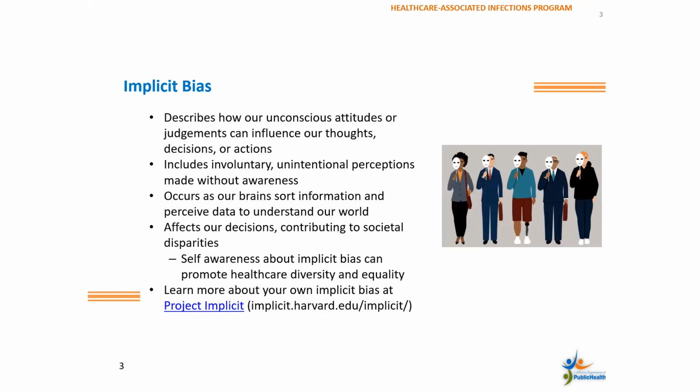All right, so this is a slide we present in all of our courses to make ourselves aware of implicit bias. Implicit bias describes how our unconscious attitudes or judgments can influence our thoughts, our decisions, or our actions. This includes involuntary and unintentional perceptions made without us even being aware, and occurs as our brains sort information and perceive data to understand our world. Our implicit biases can affect our decisions, which can contribute to societal disparities. In being self-aware about our own implicit biases, we can promote healthcare diversity and equality. You can learn more about your own implicit bias at Project Implicit at the website listed here.